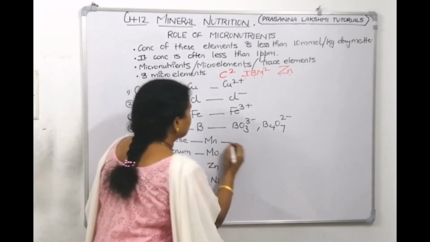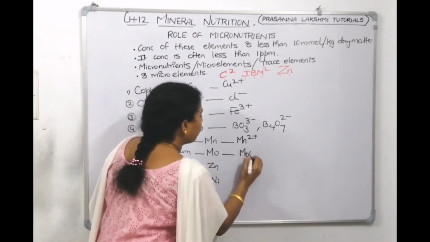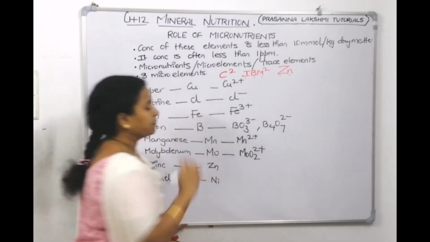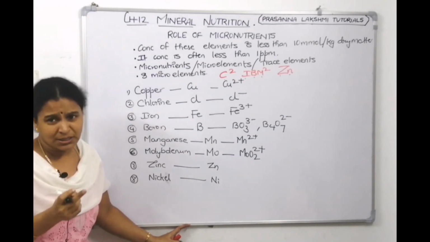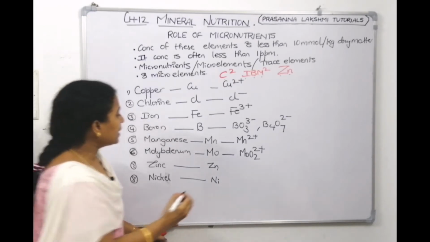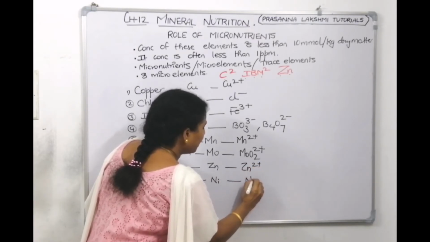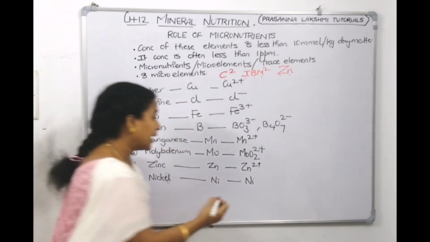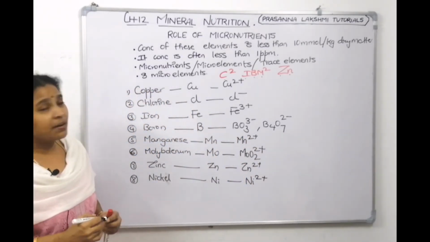Manganese is absorbed as Mn2+, and molybdenum is absorbed as MoO2 2+, molybdenum oxide. Okay. Then zinc as Zn2+. And nickel is absorbed as Ni2+ again. So what did we write on the board?